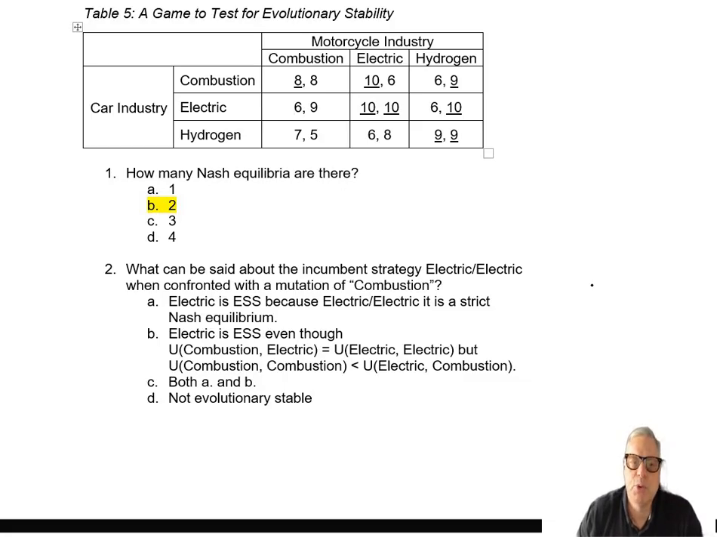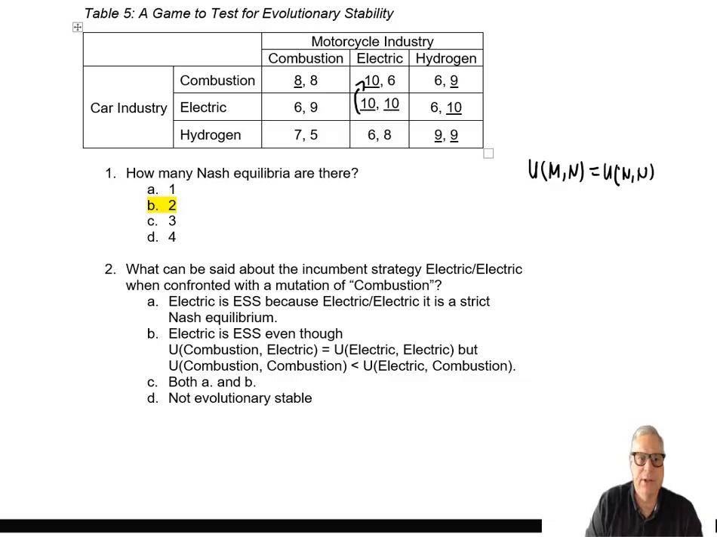Let's assume the mutator is the car industry, because if they go to combustion, they still get 10. So the first condition of the second condition is that the mutation played against somebody who is playing the incumbent strategy is still the same as the payoff that prevailed when everybody played the incumbent strategy.